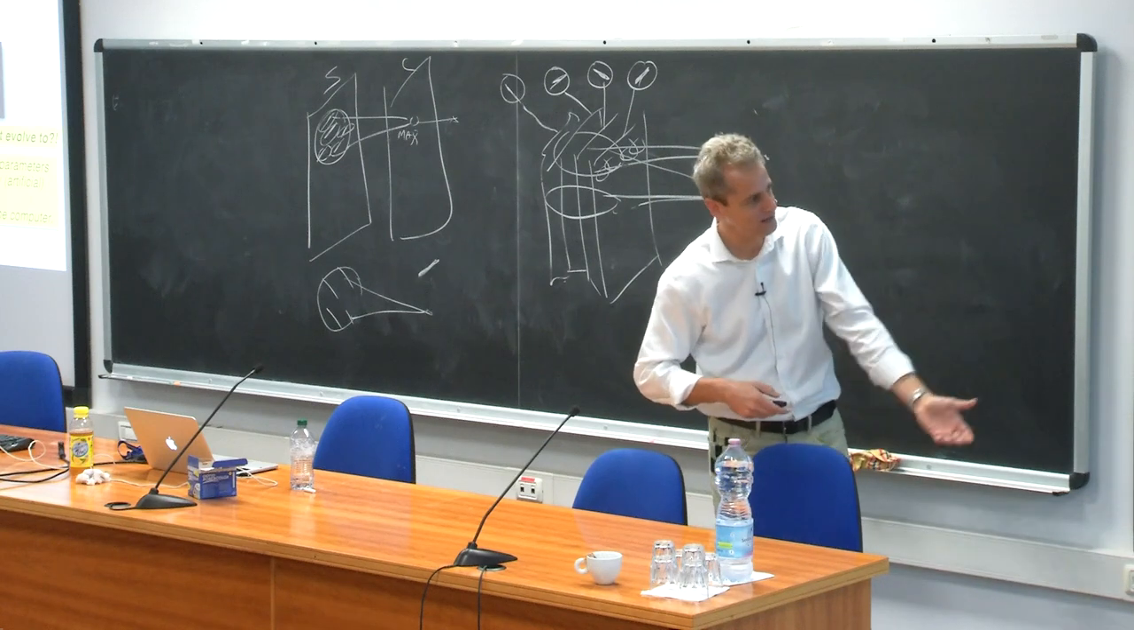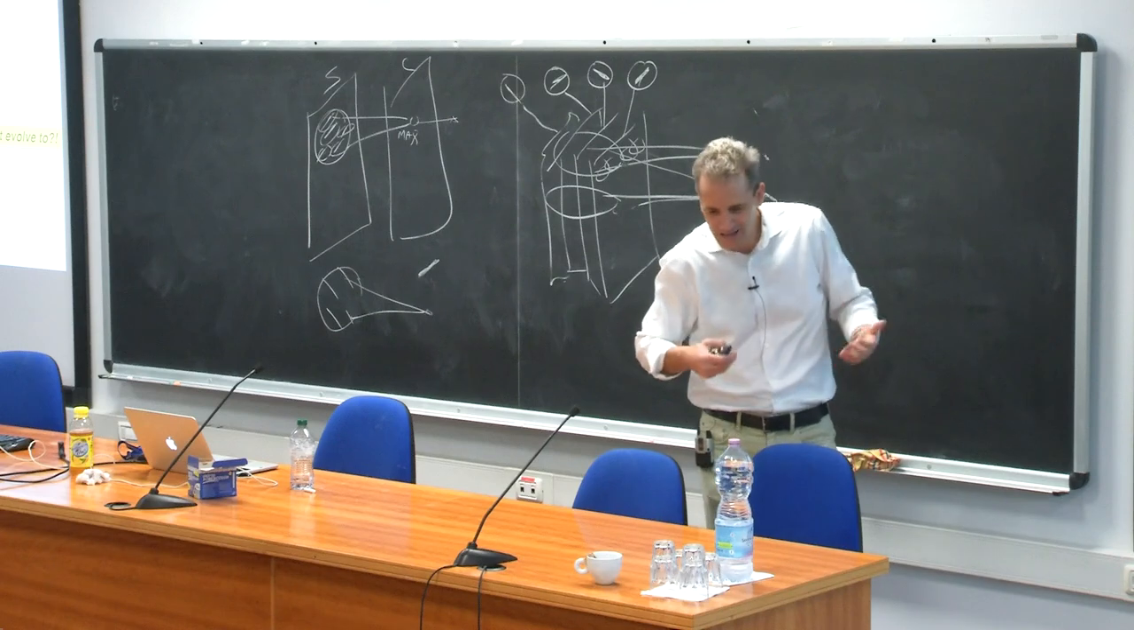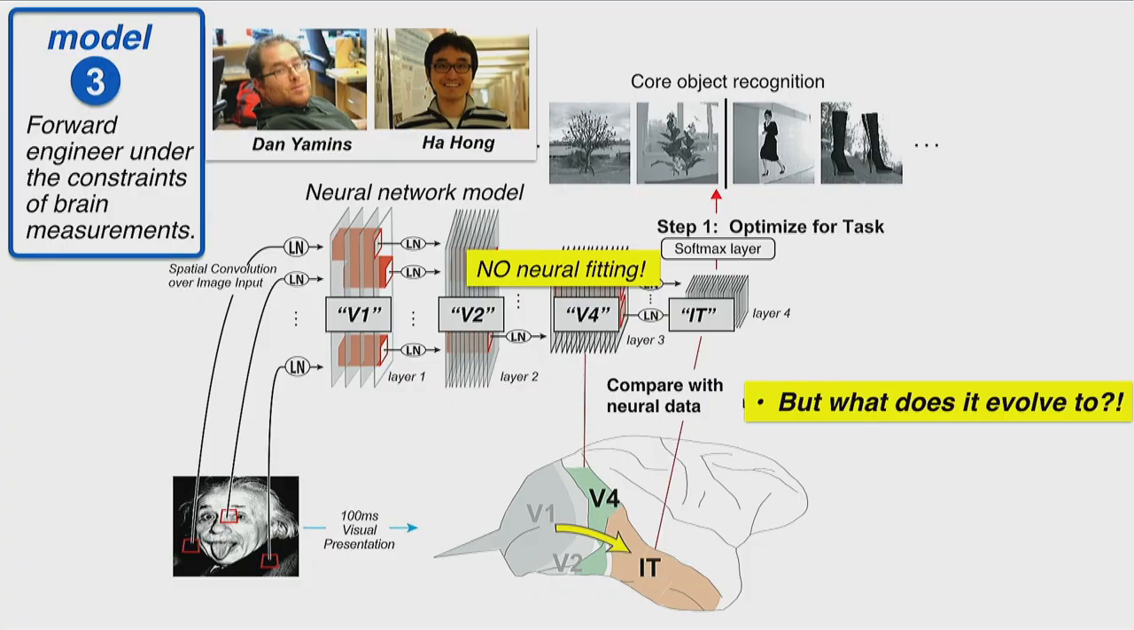So what does it evolve to? I already sort of showed you that it evolves to something that is much more like the brain than any network that we had, HMAX, Fukushima, our models, much more like the brain than anything that had been built before, and that's what I'm going to show you next.